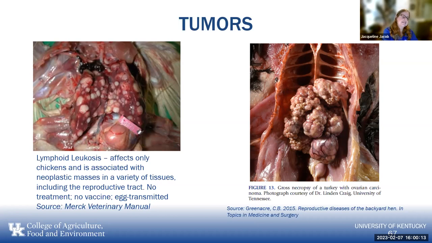So it's not Marek's disease. Marek's disease also causes tumors. Marek's disease has a much shorter incubation period, sorry, and it affects mainly young birds. So there's nothing they can do for a bird with lymphoid leukosis. The only thing to do is to cull breeders that have lymphoid leukosis because it is egg transmitted. That means it goes from mother to hen through the egg. It just takes a year to become visible. The photograph on the right shows a turkey with ovarian carcinoma. Again, tumors happen. And this is a nasty one and not much we can do about it.